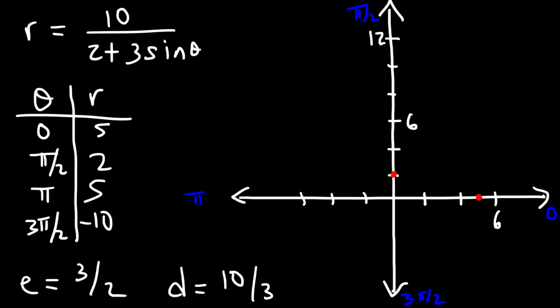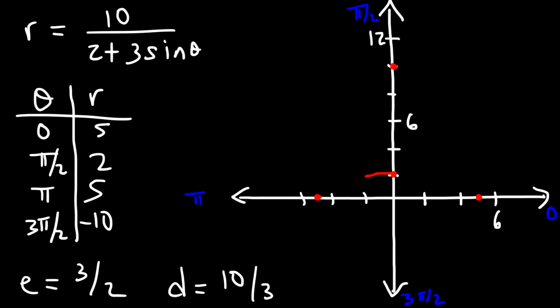And then at pi, R is 5. And at 3 pi over 2, R is negative 10. If R was positive 10, this would be 3 pi over 2. We would go 10 units that way. Because it's negative 10, we need to go 10 units in the other direction. So that gives us the first point of the upper part of the hyperbola.